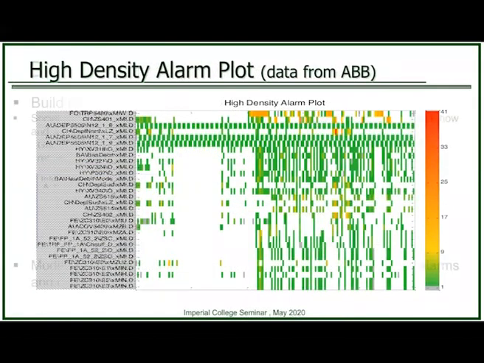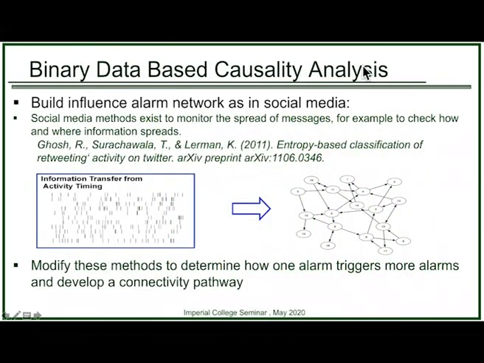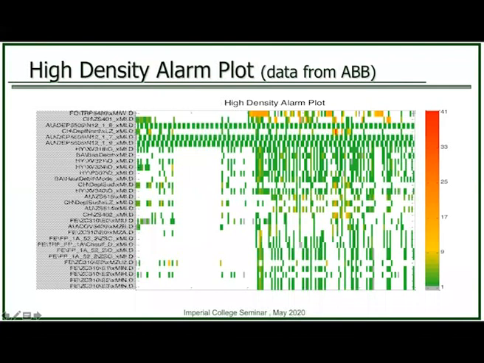And for this, we're using binary database causality analysis. Now, I just want to point out, social media methods routinely use the binary database causality analysis to monitor the spread of messages. For example, to check how and where information spreads. For example, how does the tweeting activity spread from one source to another? So we're going to modify these methods to determine how one alarm triggers more alarms and thereby develop a connecting pathway.